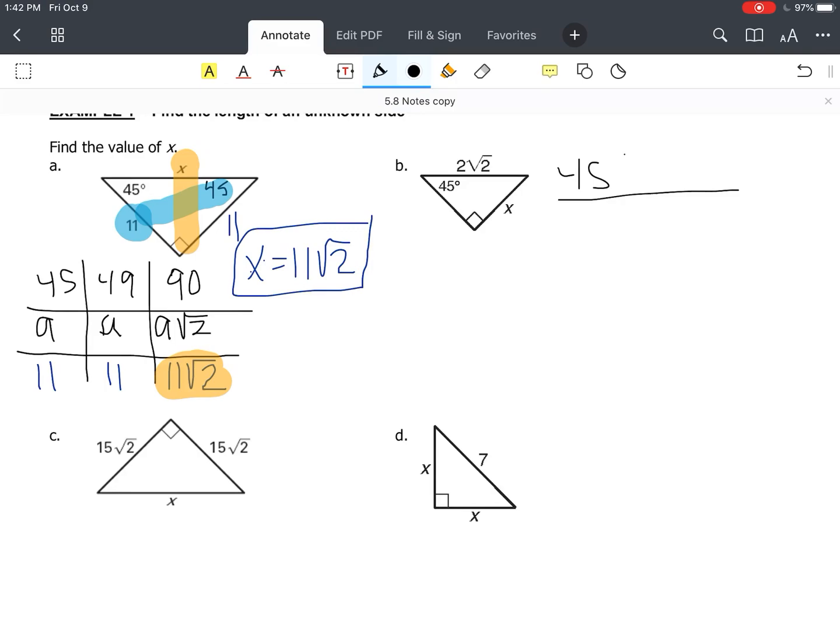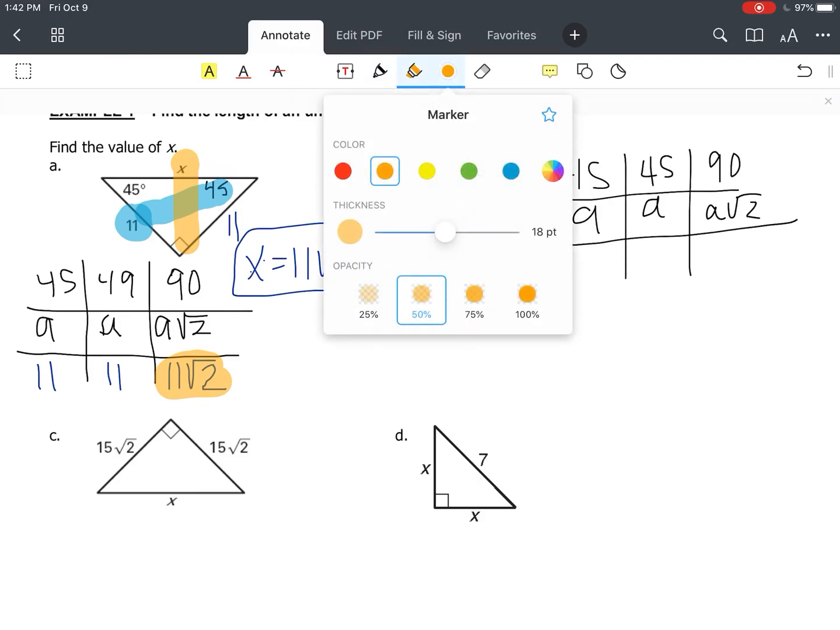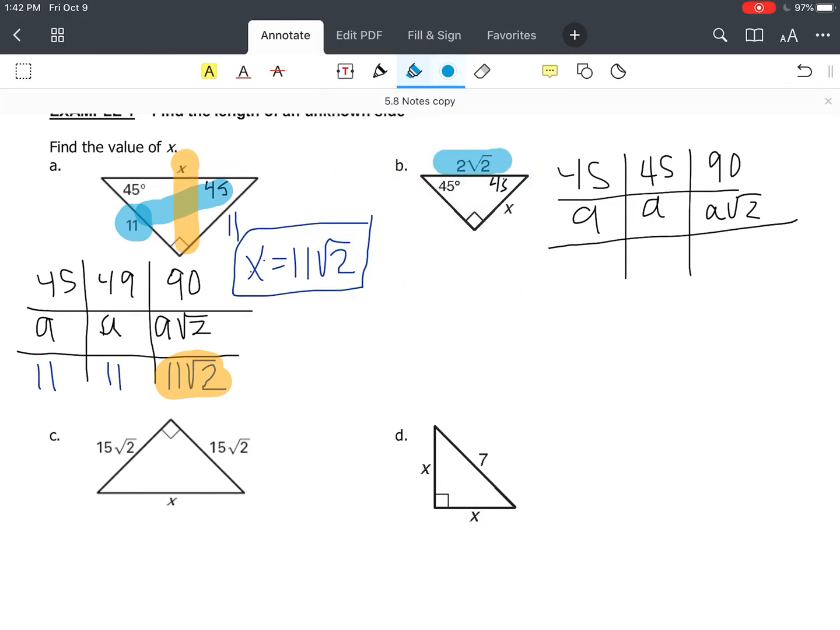So let's try another one. So again, you're going to rewrite your chart. So I have 45, 45, 90, and then A, A, A root 2. They gave us a 90-degree angle and a 45, so I know my other angle has to be 45. And then looking, they labeled 2 root 2, which is opposite 90. So I'm going to have to write 2 root 2 under 90 in my chart.